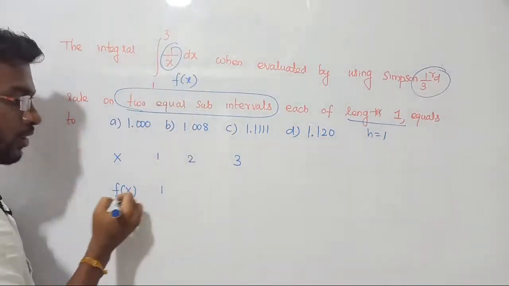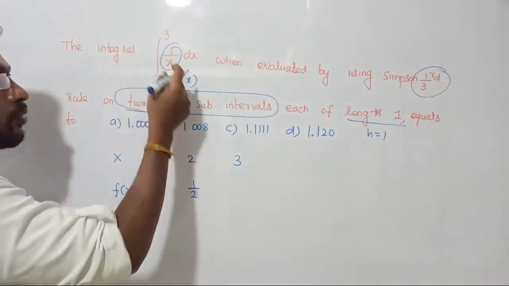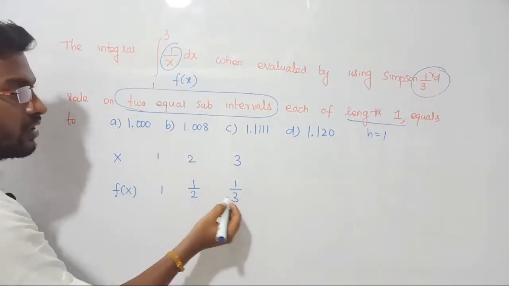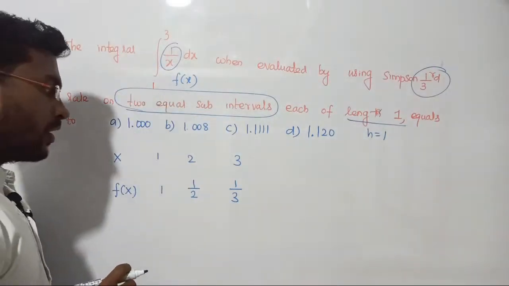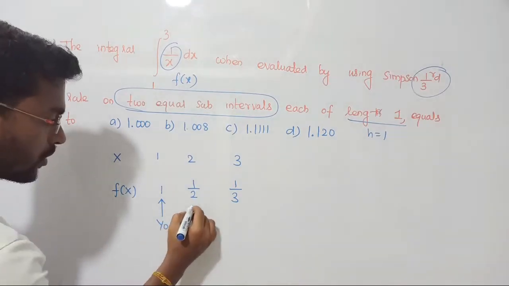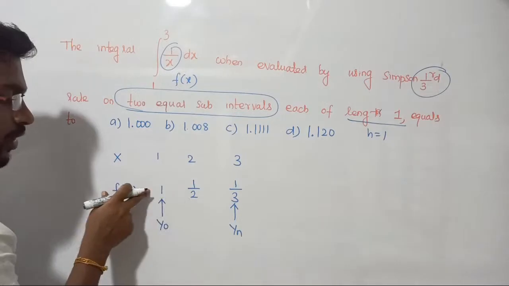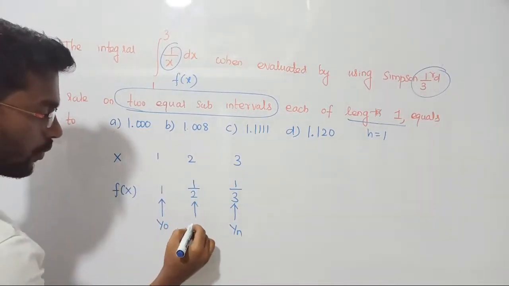1 by 1 will be 1. If you put x as 2, what about f of x? That is 1 by 2. If you put x as 3, what about f of x? That will be 1 by 3. This is f of x. Fine. After computing these values, we all know the first value is y0, the last value is yn, and the second value is y1.